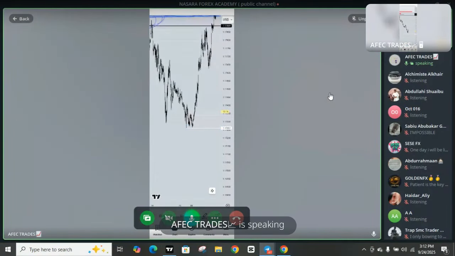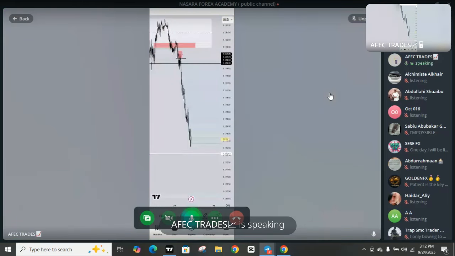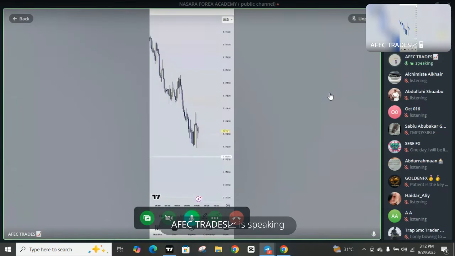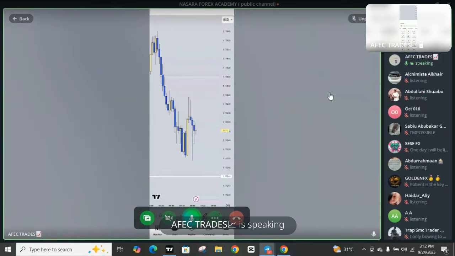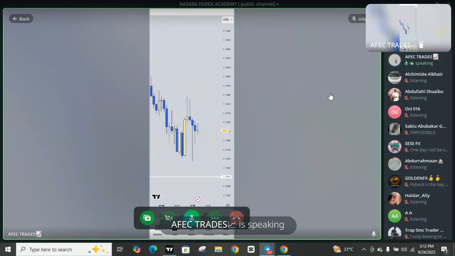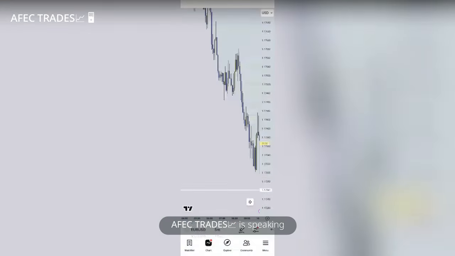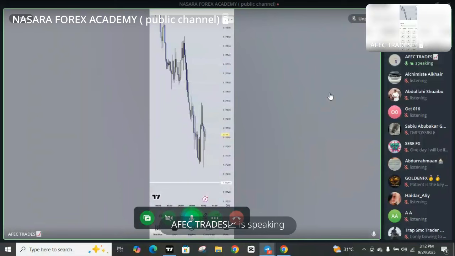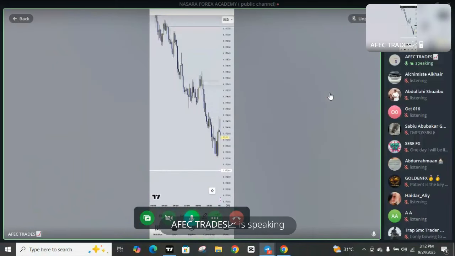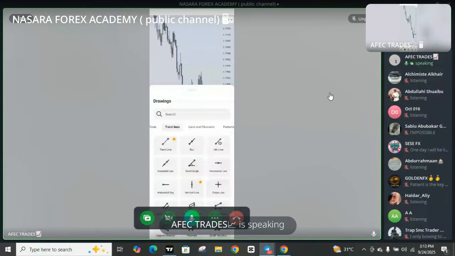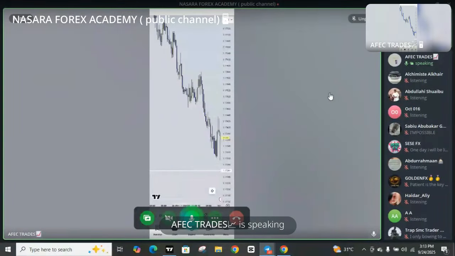So we can see what price is doing. Price is approaching the low. Also in New York, I think we have a manipulation before price kept going lower. Let's see if we can get a trade. This is 7 a.m. New York time.